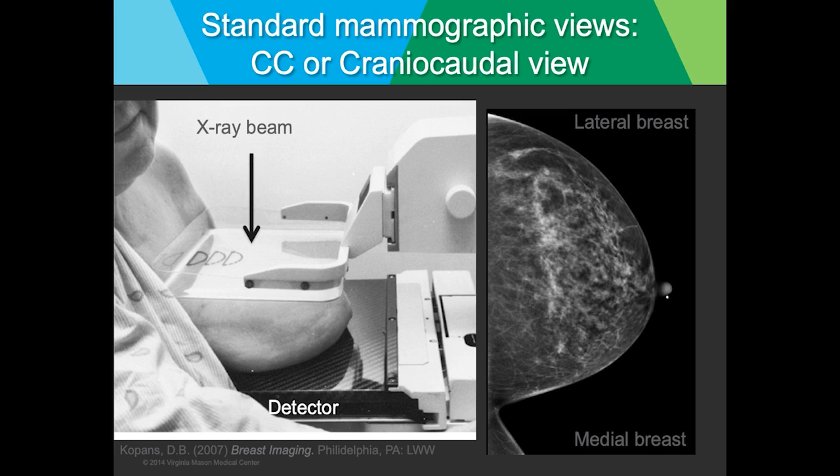The CC view provides better visualization of medial tissue and more uniform compression, largely because of the exclusion of the pectoralis muscle, but it does tend to exclude some posterior and superior tissue as well as axillary tissue.